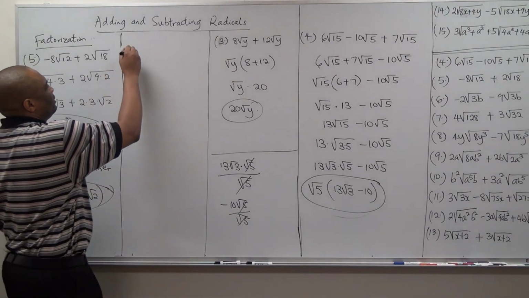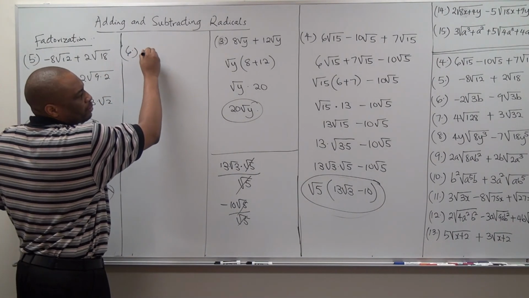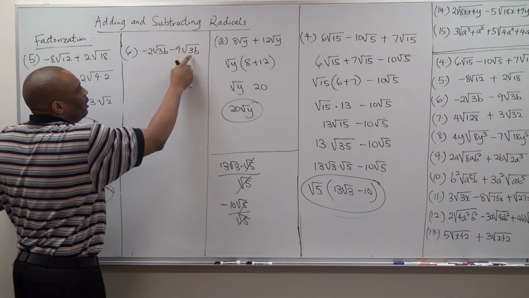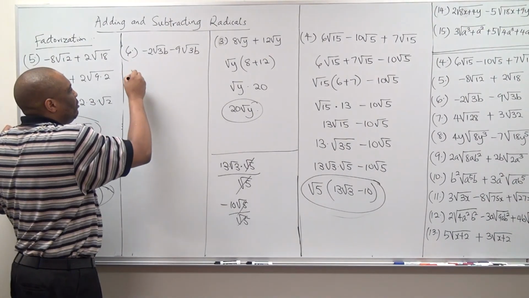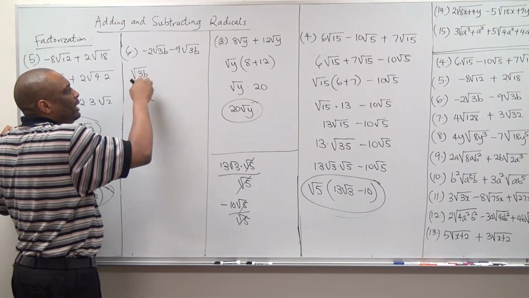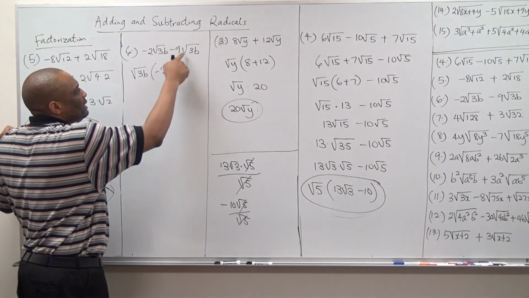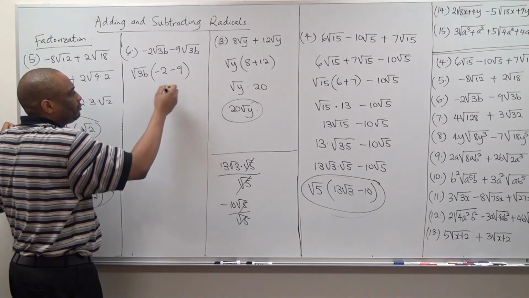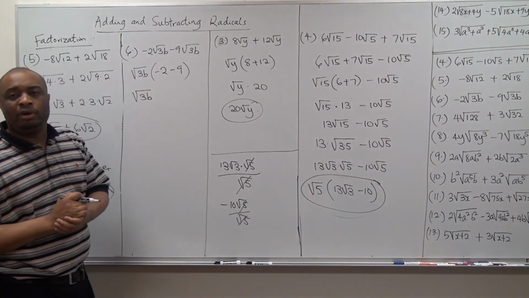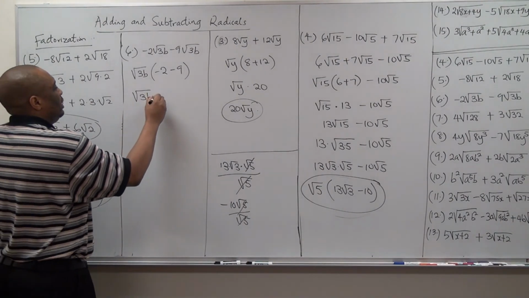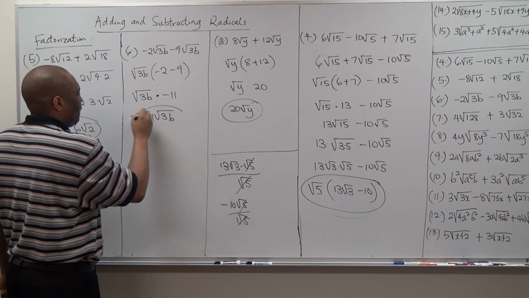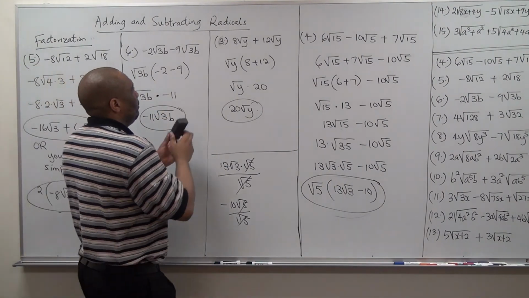Okay, number 6. We have negative 2 square root of 3b minus 9 square root of 3b. Of course, square root of 3b is common. You factor out square root of 3b. If you do this divided by this, it gives you negative 2. You do this divided by this, it gives you negative 9. And that will give you square root of 3b times negative 11. And that is negative 11 square root of 3b. Number 7.